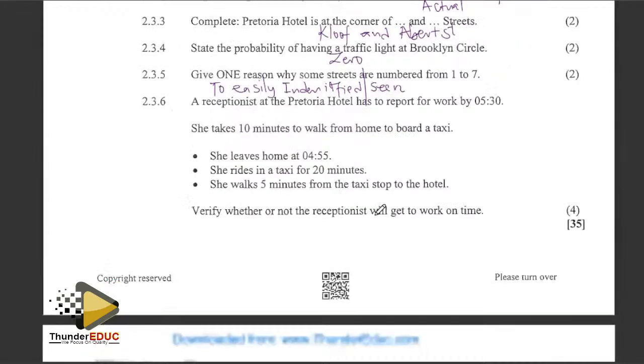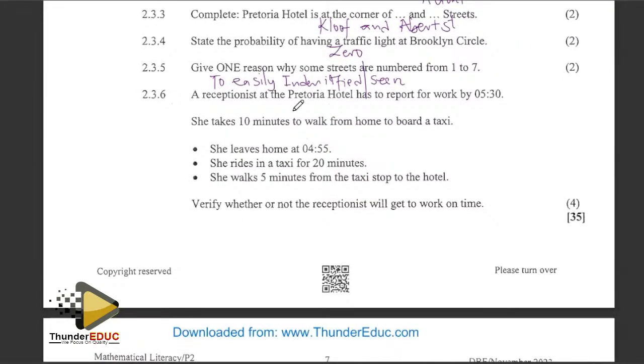Let's look at 2.3.6. The receptionist at the Pretoria Hotel has to report for work by 5:30. She takes a 10 minute walk from her place. This is the first time, then she leaves her house. Then she takes 10 minutes, which is already now, and reaches the place to wait for the taxi. By then it will be around 5:05, plus the 20 minute ride in a taxi, which becomes 5:25. And the last one, the 5 minutes, which becomes 5:30.